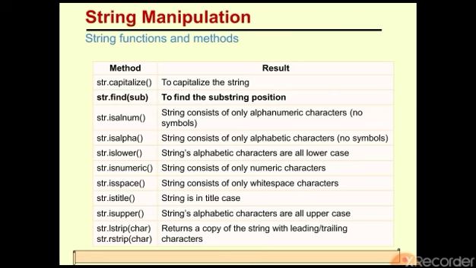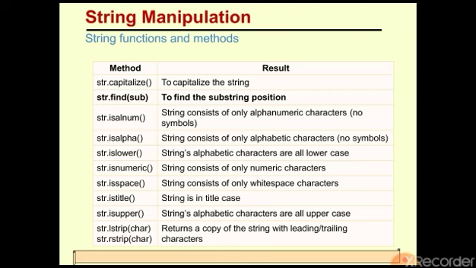Now str.isalnum stands for alphanumeric values. It will check whether the string consists of only alphanumeric characters, which means no symbols. Only alphanumeric means alphabets as well as numbers. It will check for that. If it is so, then it will return true. Then isalpha will check whether it consists of only alphabetic characters and no symbols. Only alphabetic characters means no numbers here. If it is so, then it will return true, otherwise it will return false.